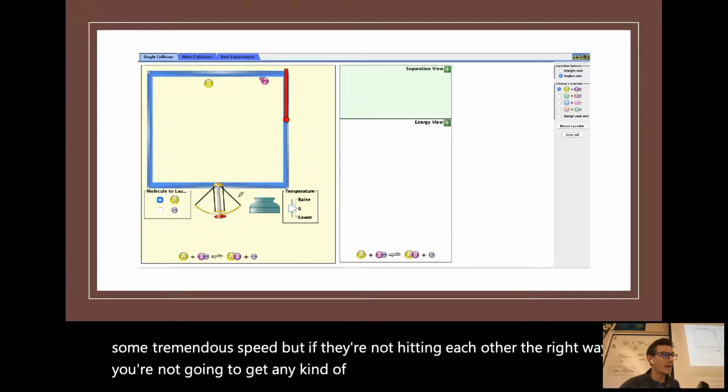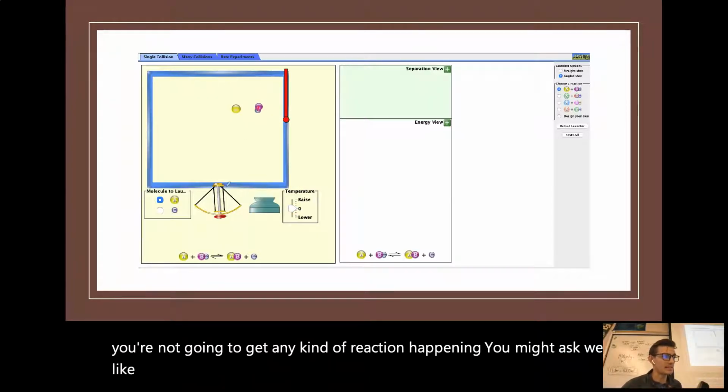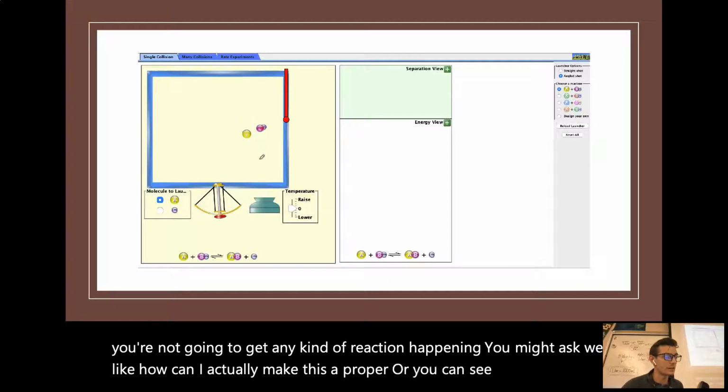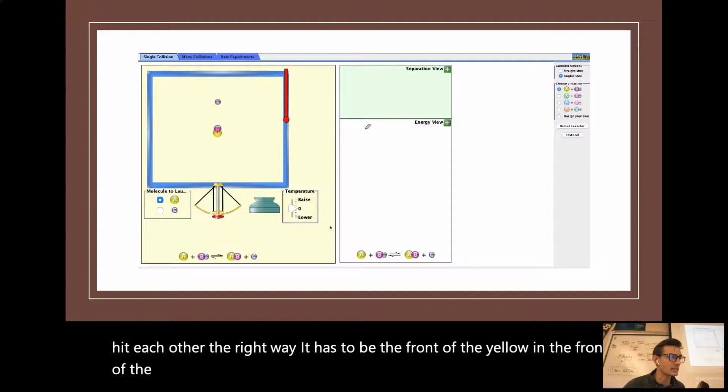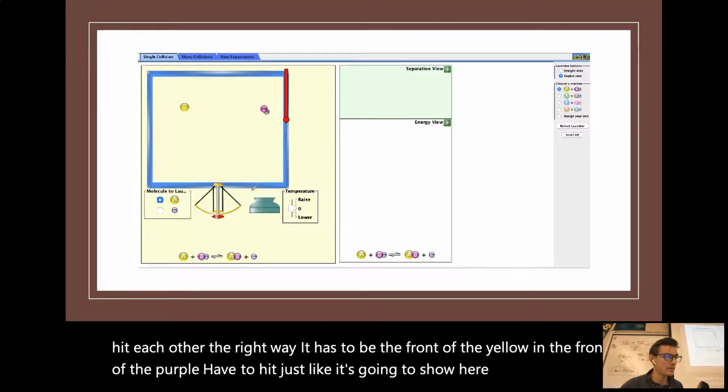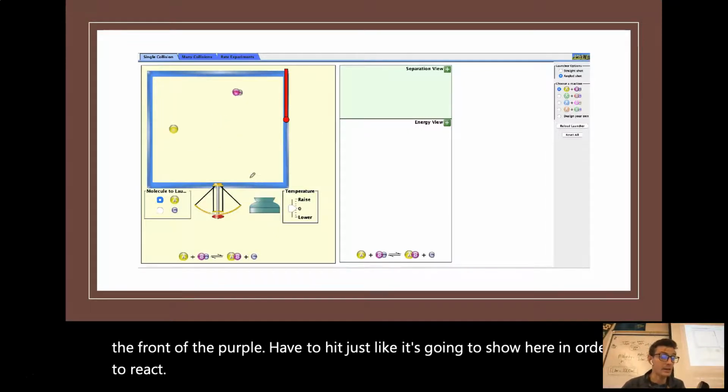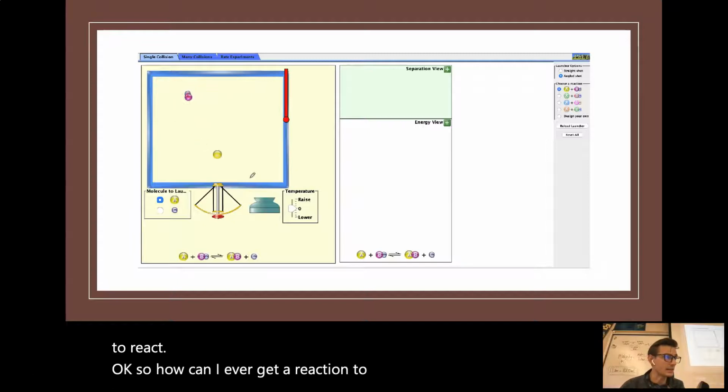And you might ask, well, how can I actually make this a proper reaction? You can see here, they didn't hit each other the right way. It has to be the front of the yellow and the front of the purple have to hit, just like it's going to show here, in order to react. Okay, so how can I ever get a reaction to happen unless it's going dead on? Well, it's really hard if you just have one of each.